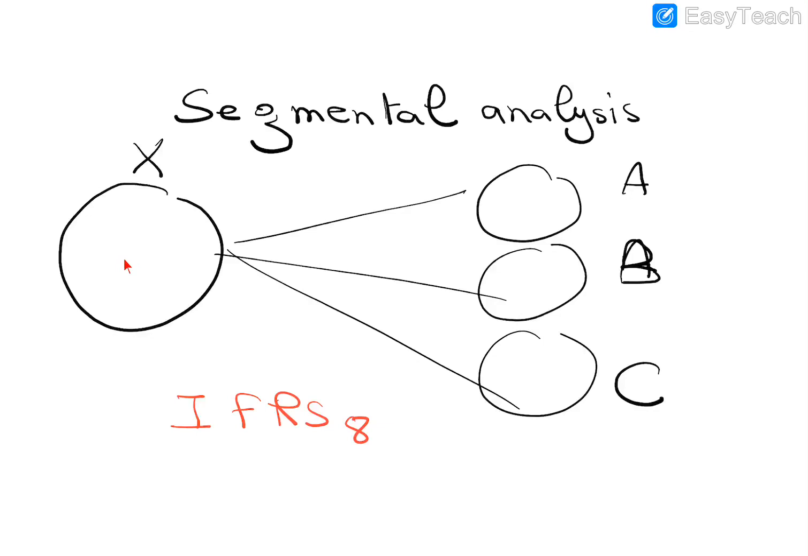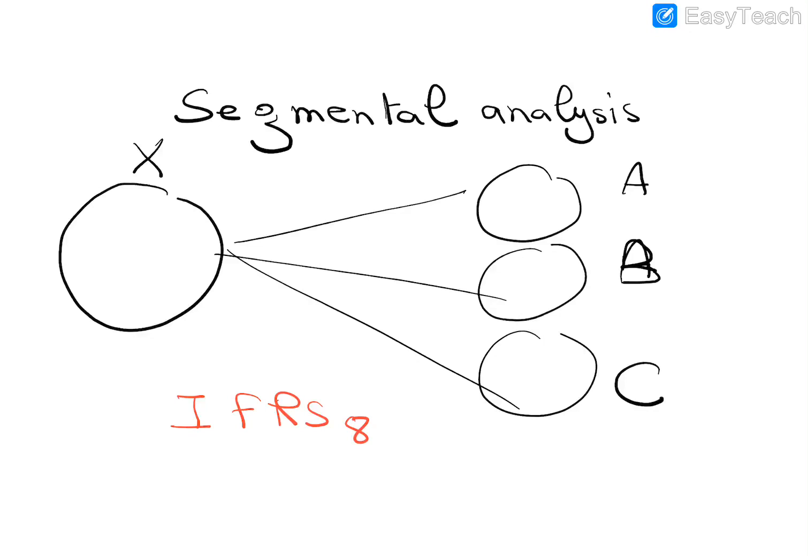IFRS 8, the international standard, is requiring large companies to disclose information about different segments, operating segments, okay? They need to disclose them in the notes of the financial statements. Why? Because large companies are involved in different activities, different economic environments, different profitability, different risk, and different returns.